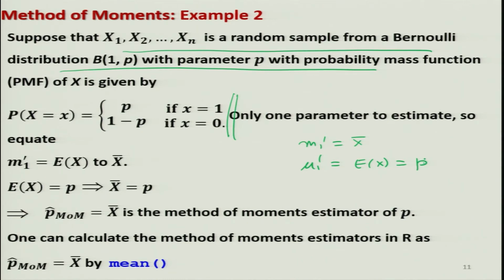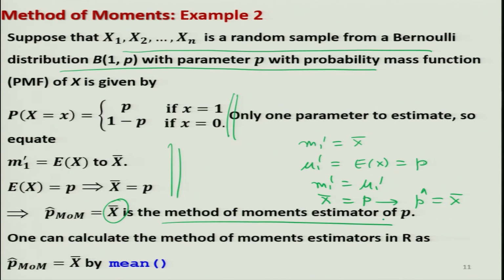So, you equate both, m1 prime equal to mu1 prime, and we get x bar equal to p. This is what I have done here, and once you get this, I can write that p hat is equal to x bar. That means the method of moments estimator for the population proportion in the case of the Bernoulli distribution is the sample mean, and this is the method of moments estimator of p.